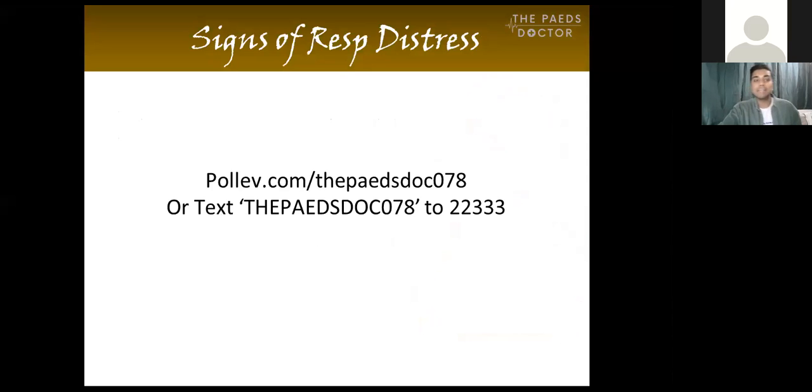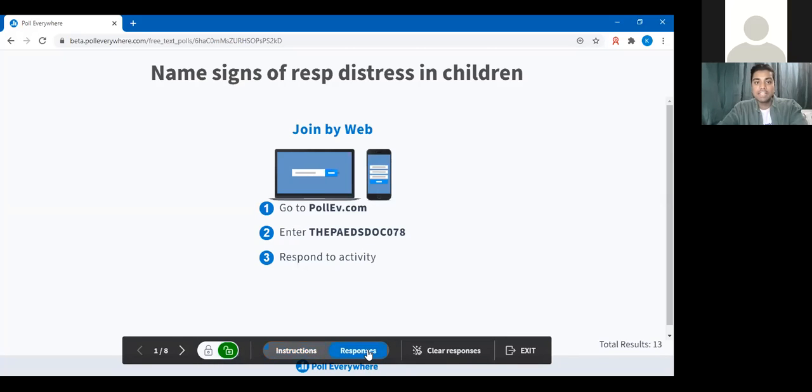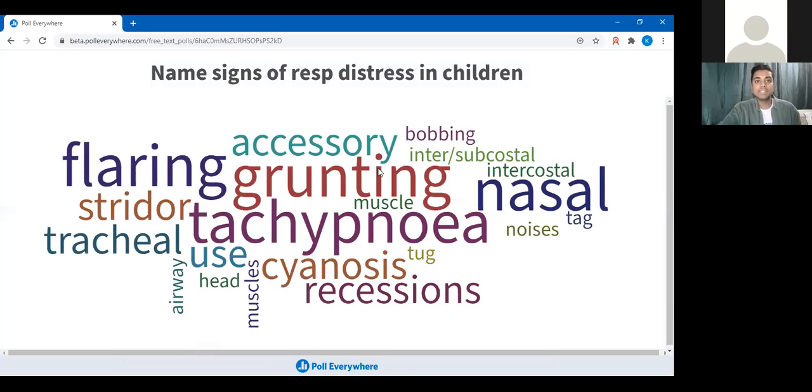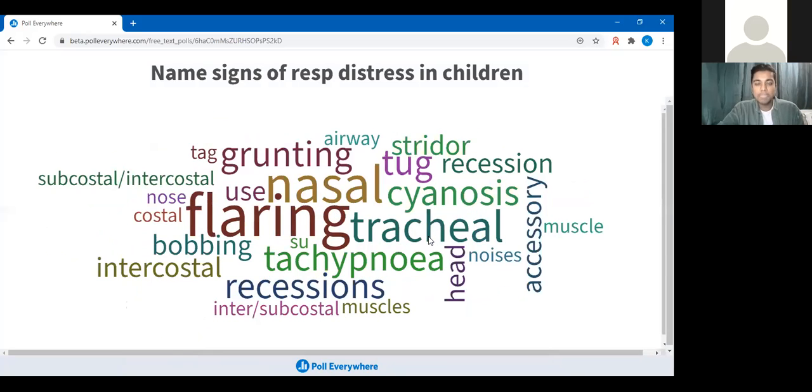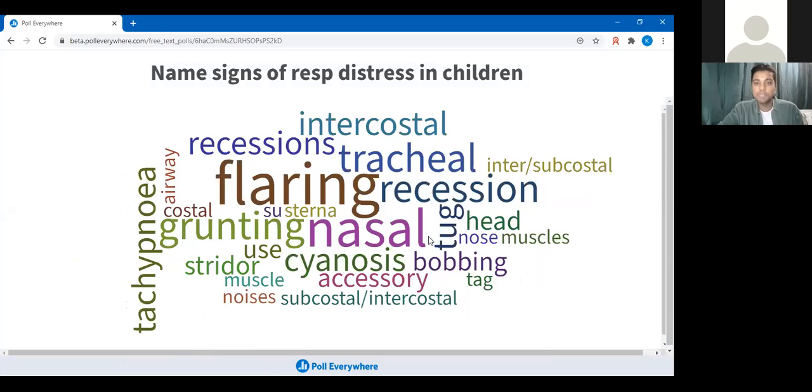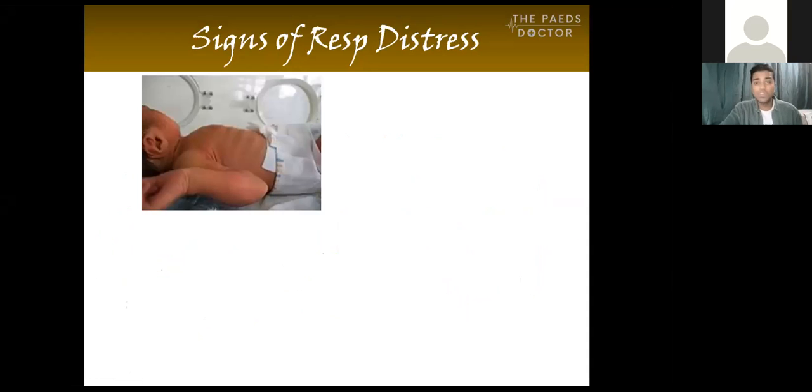Now I want you all to get involved and name some signs of respiratory distress in children. This is just an open exercise. Okay, we've got a few: flaring, tracheal tug, tachypnea, recessions, head bobbing, cyanosis. Good, you've got quite a lot there. I think the biggest one is nasal flaring. Let's go back to the slides. Fantastic, those are all signs of respiratory distress.